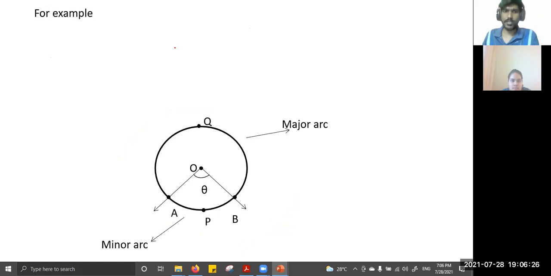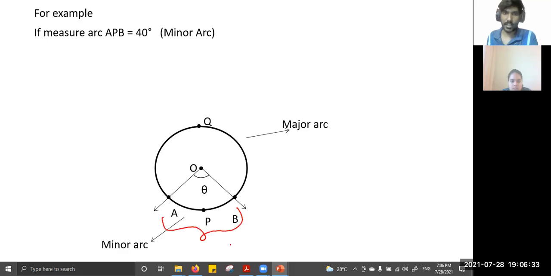So this is just a simple example. If the measure of arc APB is 40 degrees, that means in the figure this arc is 40 degrees. So if this arc is 40 degrees, what will be this angle? What will be the central angle?